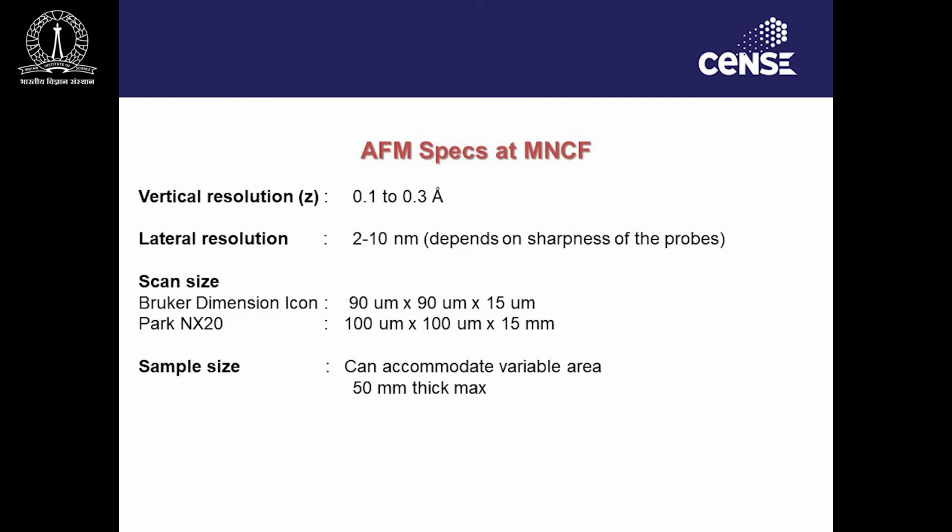But 10 nanometers is very easily achievable if you have prepared the sample so nicely, like if the sample is very neat and clean. Then coming to scan size, what is the maximum scan area that you can measure? We have two atomic force microscopes here. One is Bruker and another is Park system. In Bruker, we can scan a maximum area of 90 by 90 microns and a height Z range of around 15 microns. And in Park system, we can have a scan area of 100 by 100 microns.